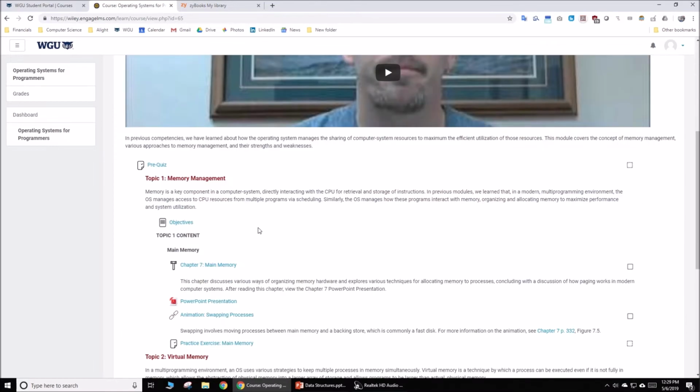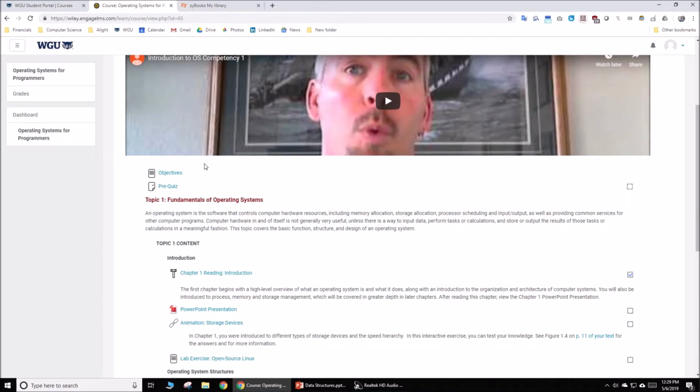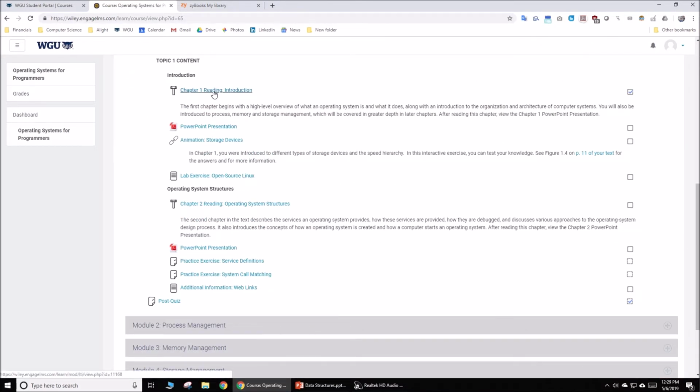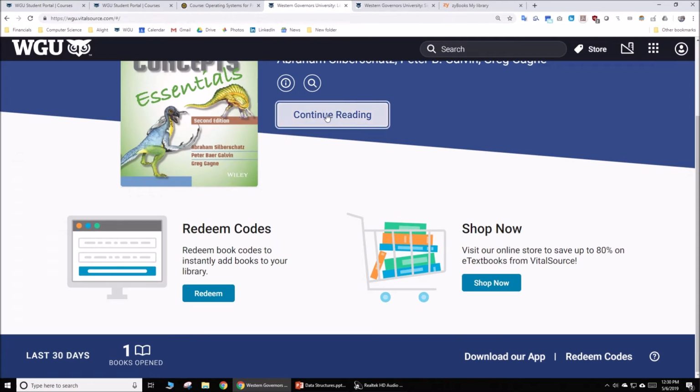But when I was going through this material, if I open this up, it's split into 5 modules, and each module has specific chapters related to it. I don't have access to this anymore. Oh yeah, right here. There you go.